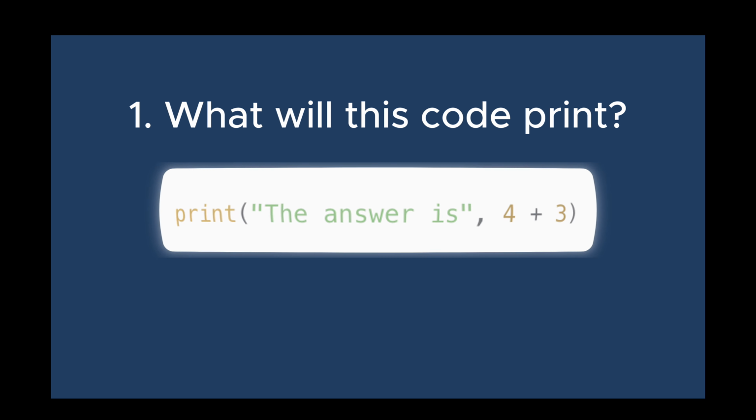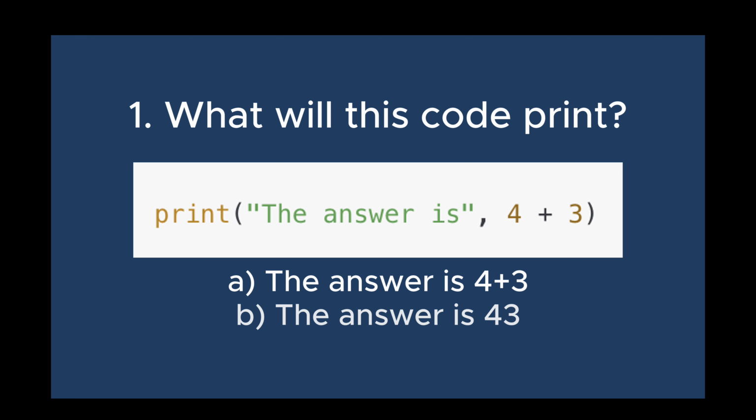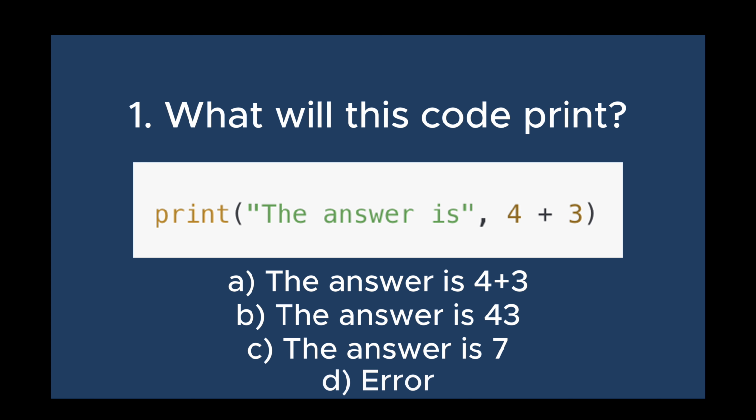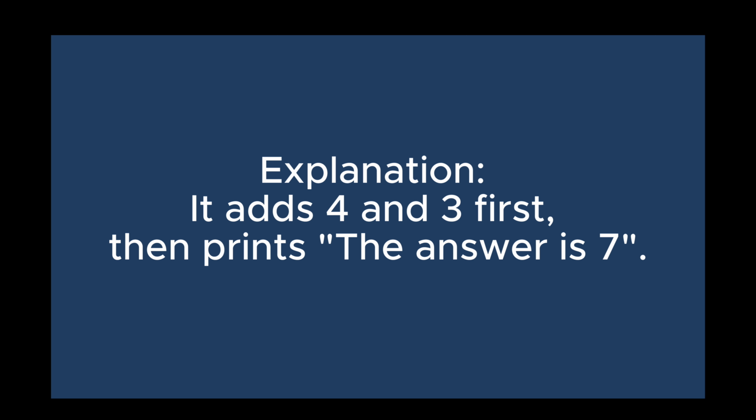Question 1. What will this code print? A. The answer is 4 plus 3. B. The answer is 43. C. The answer is 7. Or D. It will give us an error. If you got C, then great job, because that is the correct answer. The reason is because it actually adds 4 and 3 first to give us 7, and then it prints the answer is 7.